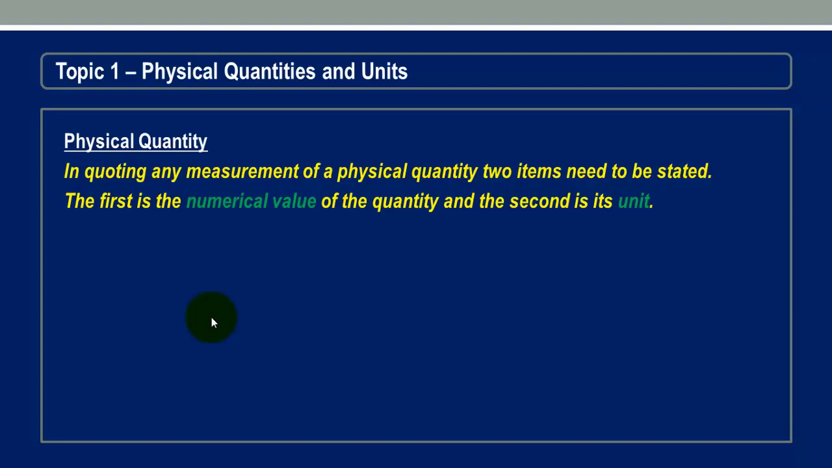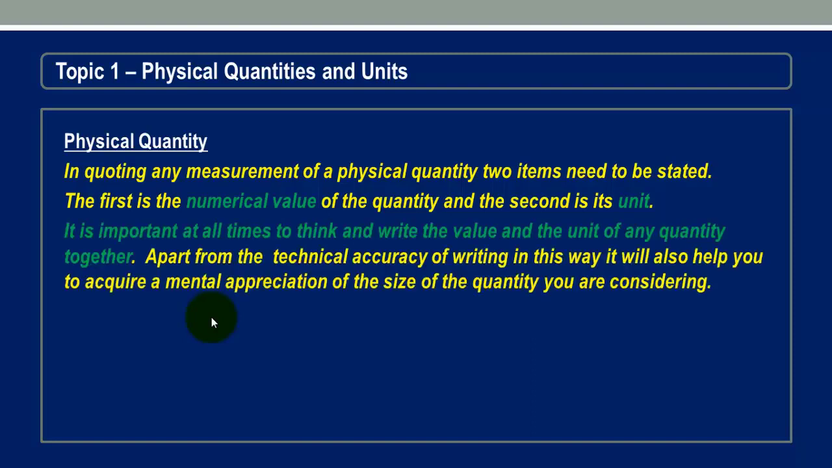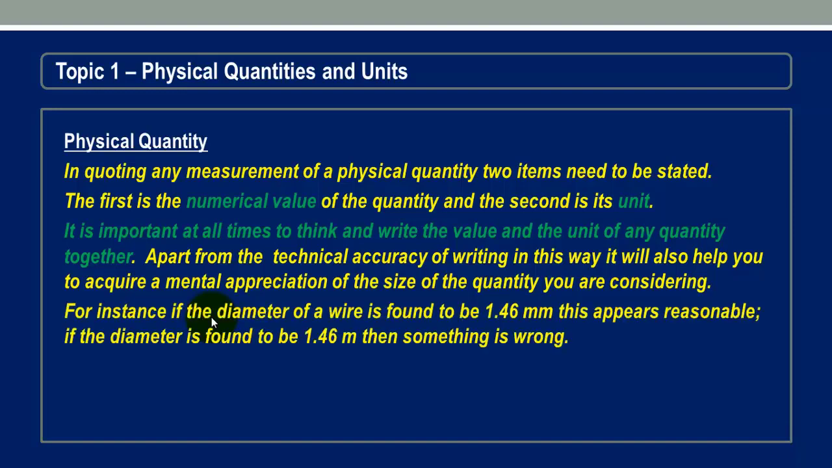In quoting any measurement of a physical quantity, two items need to be stated. The first is the numerical value of the quantity, and the second is its unit. It is important at all times to think and write the value and the unit of any quantity together. Apart from the technical accuracy of writing in this way, it will also help you to acquire a mental appreciation of the size of the quantity you are considering.